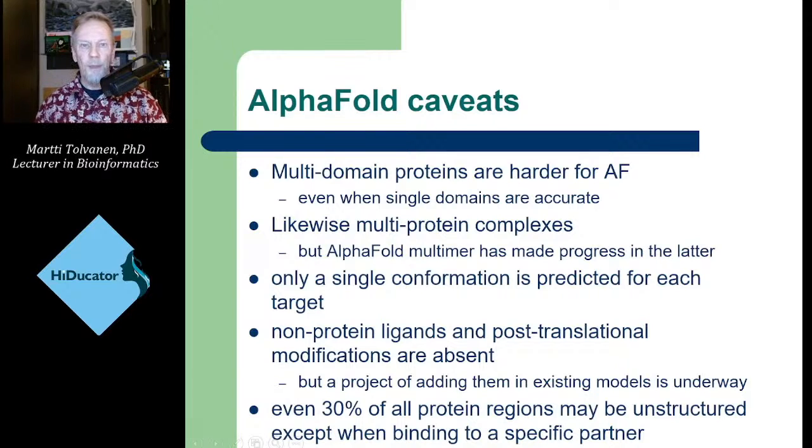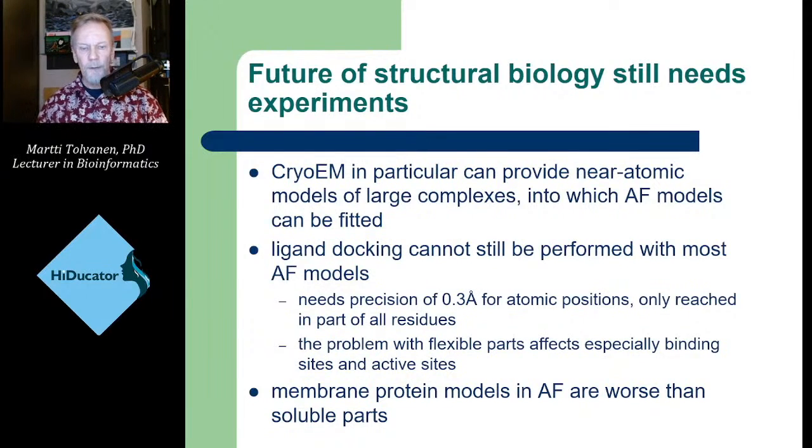And then there is a big fraction of proteins which are unstructured. In terms of residues, there's an estimate that maybe even 30% of all of the human proteome is in unstructured or very flexible regions, which might only take up a specific conformation in a specific interaction, binding to another protein or when binding to a ligand. So we still do need experiments. The protein folding problem is not totally solved, especially not for large complexes.